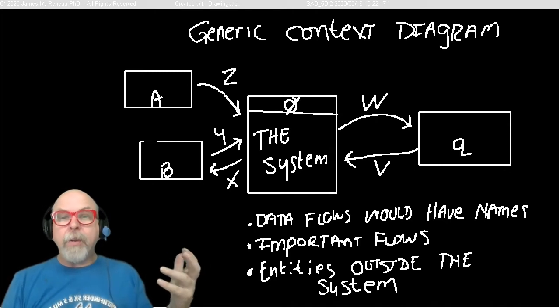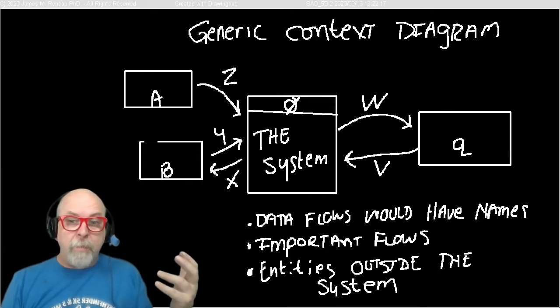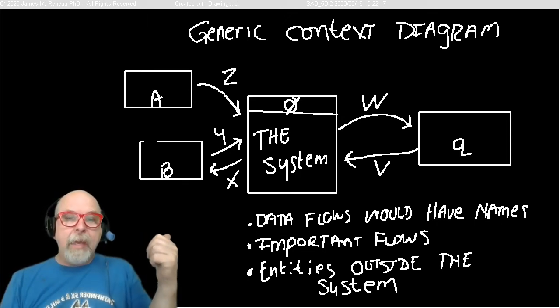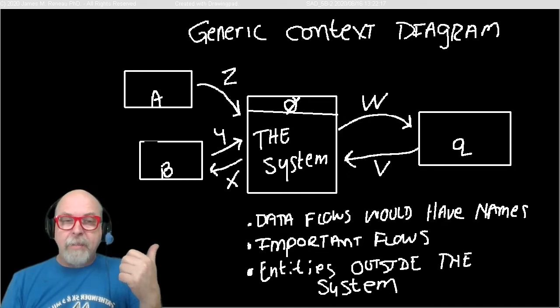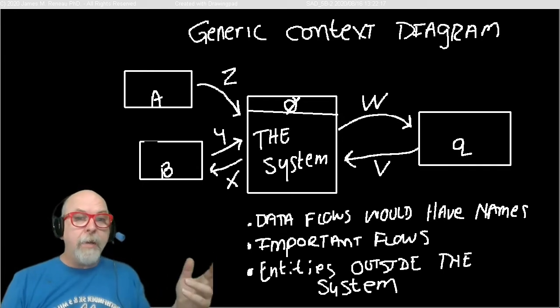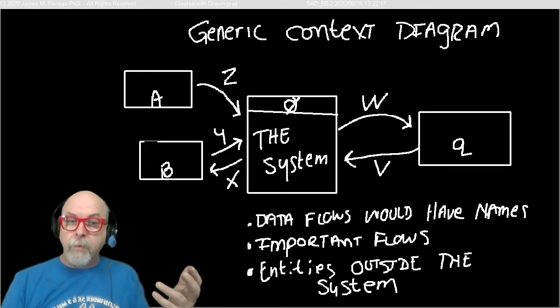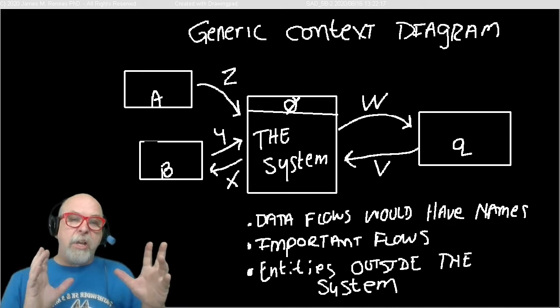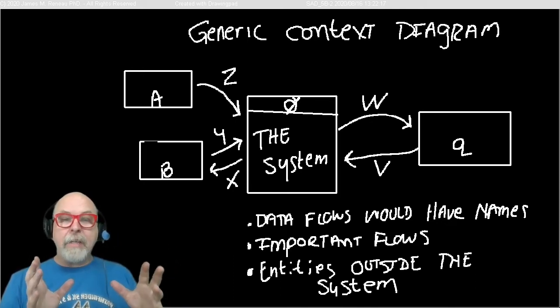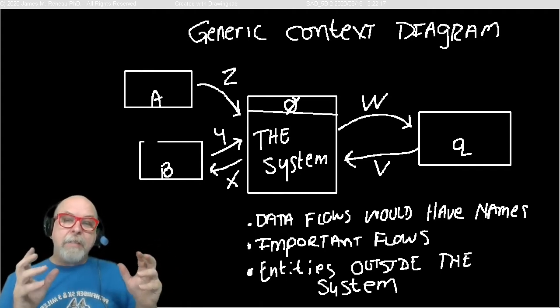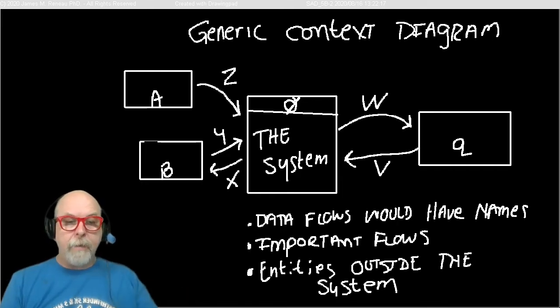Q over there, the reason it's got a weird letter is I wanted to represent it as a different system. Instead of being a person or a department, it's actually a whole other system that's interfacing with this new system. And you can see that it is both a sink and a source, sending data over as V and getting data back as W. So this is a generic context diagram, and you can see these sinks and sources, these entities that exist outside the system that we're modeling.